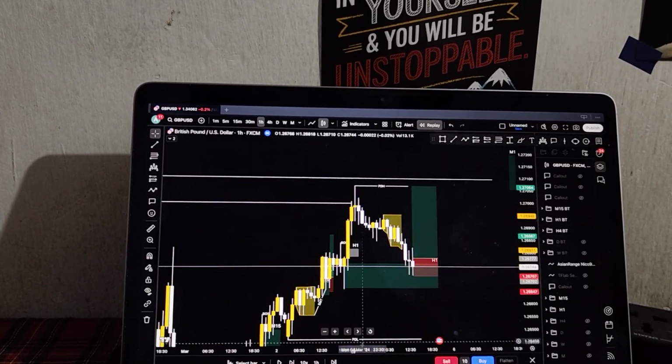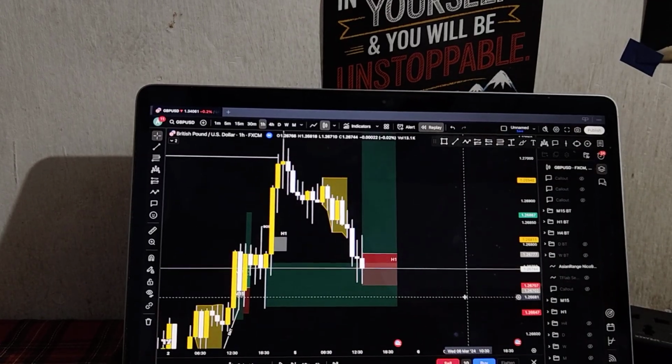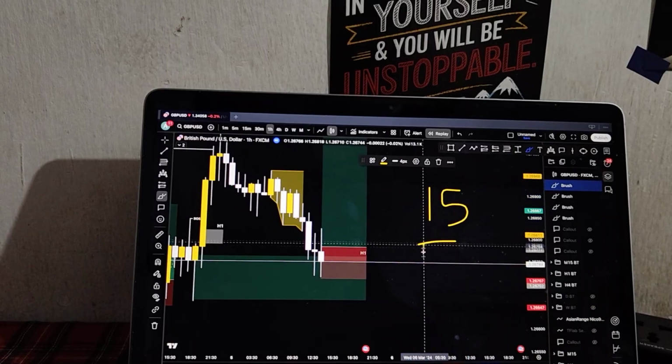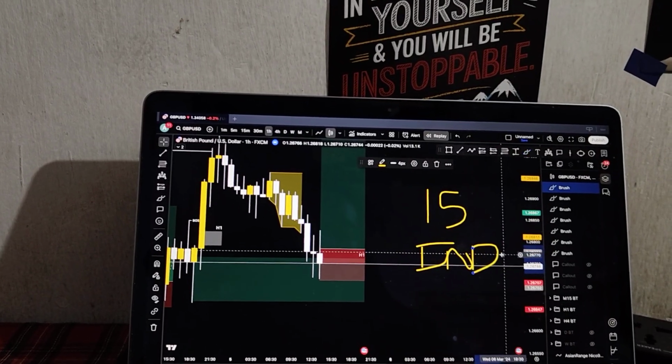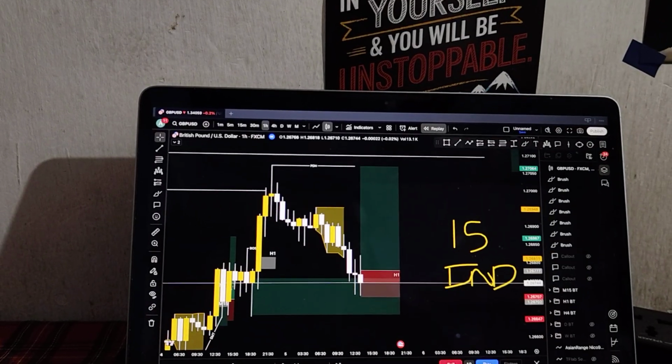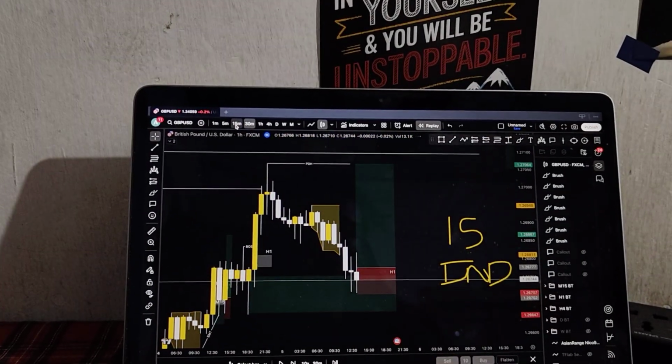This demand zone got mitigated on the hourly. I watch the market on the hourly. I don't watch the market on the 15 minutes, because on the 15 minutes there is a lot of inducement. That is why I have started to watch markets on the hourly time frame, which helps me to reduce inducement.